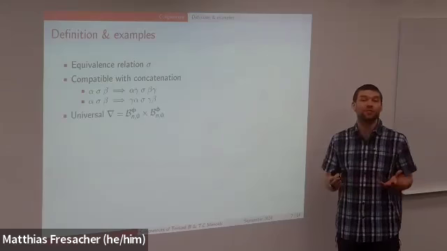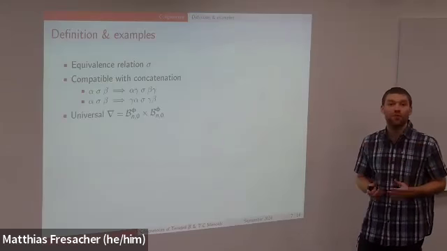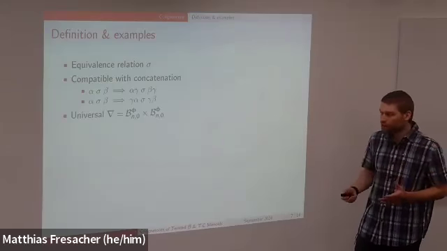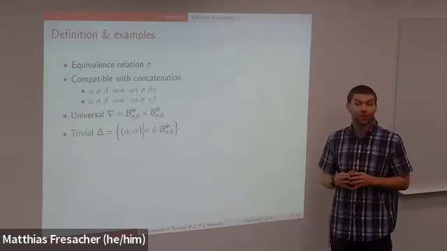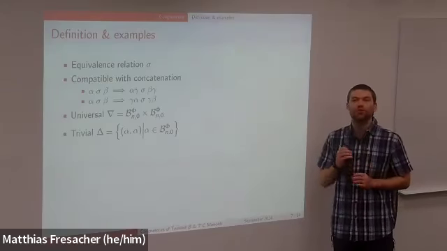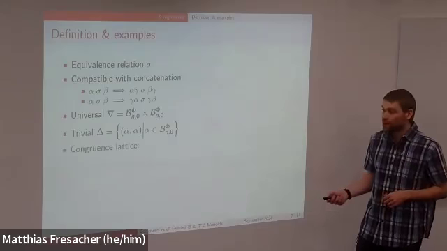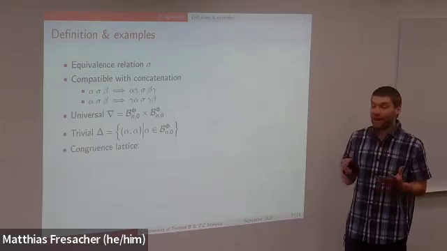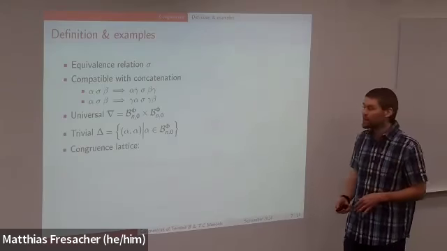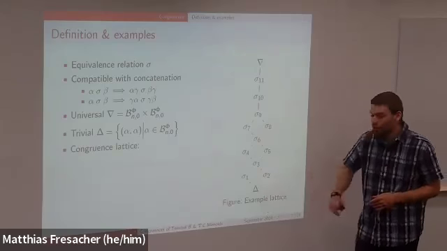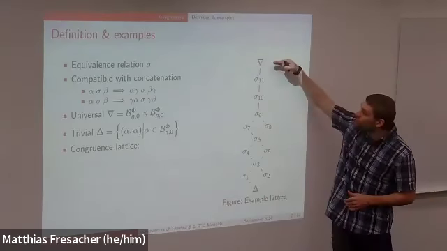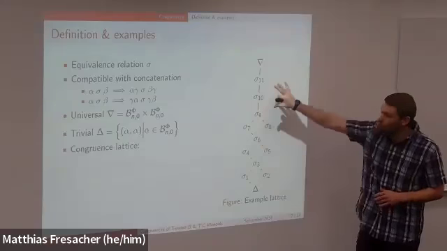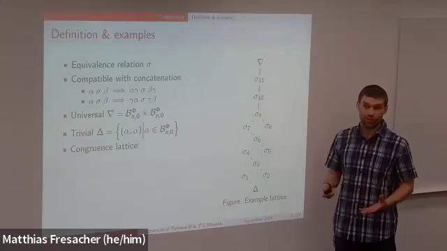Some easy examples include the universal congruence, where everything is congruent to everything else. And similarly, the trivial congruence, where everything is only congruent to itself. So in between these two extremes, we're going to have a lattice, the congruence lattice. So we can picture this as having the trivial congruence at the bottom, universal congruence at the top, and all sorts of different congruences sitting in between these two.